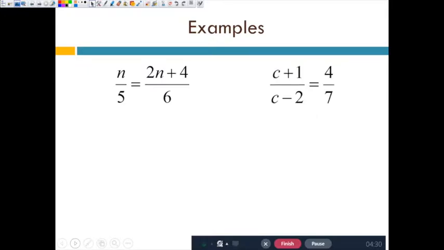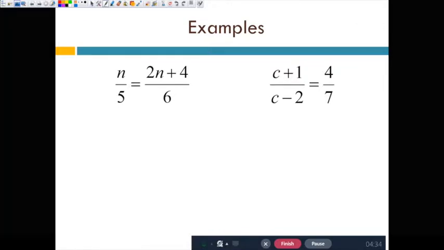Alright, so we're going to cross multiply here. I have n times 6, which is 6n, and I have 5 times 2n plus 4. All of this has to get multiplied, so 5 times 2n plus 4. I prefer if you guys don't skip the step of writing this out.